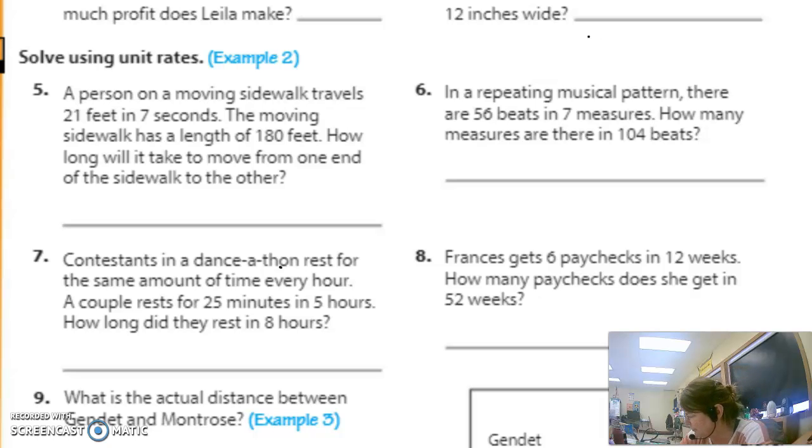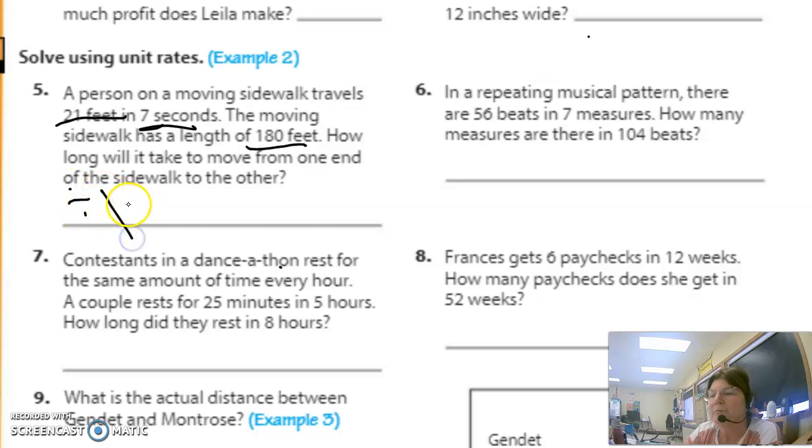So number 5, a person on a moving sidewalk travels 21 feet in 7 seconds. The moving sidewalk has a length of 180 feet. How long will it take to move from one end of the sidewalk to the other? So we are looking at feet and seconds and feet. To set this up, we're going to have to figure out how many feet per second, right? How many seconds will it take to go that 180 feet? So we're going to be multiplying, dividing, and multiplying.